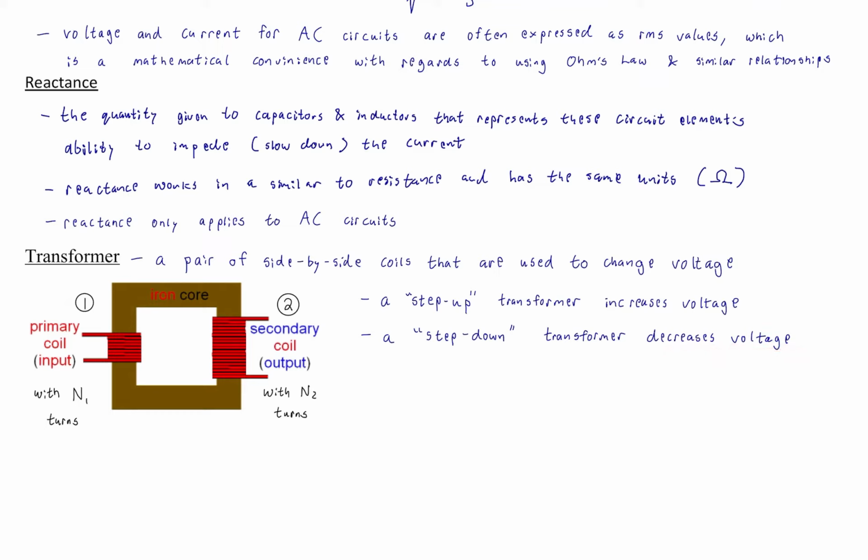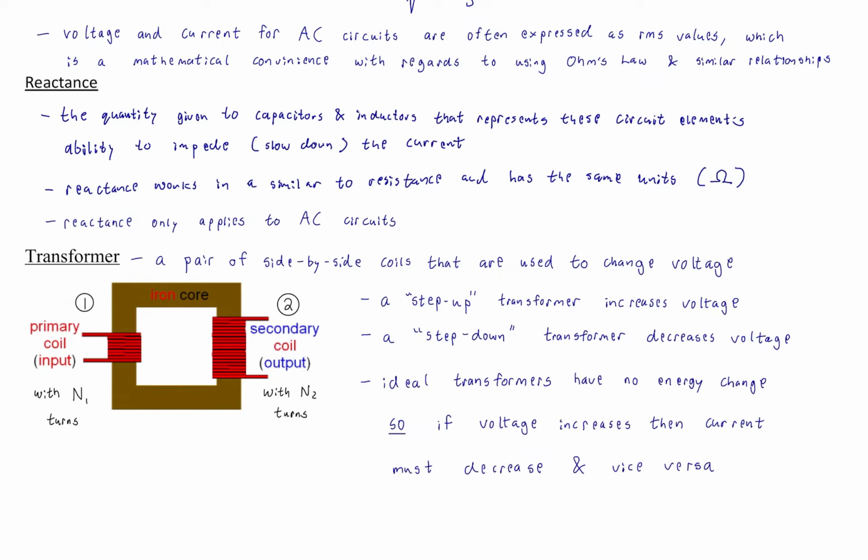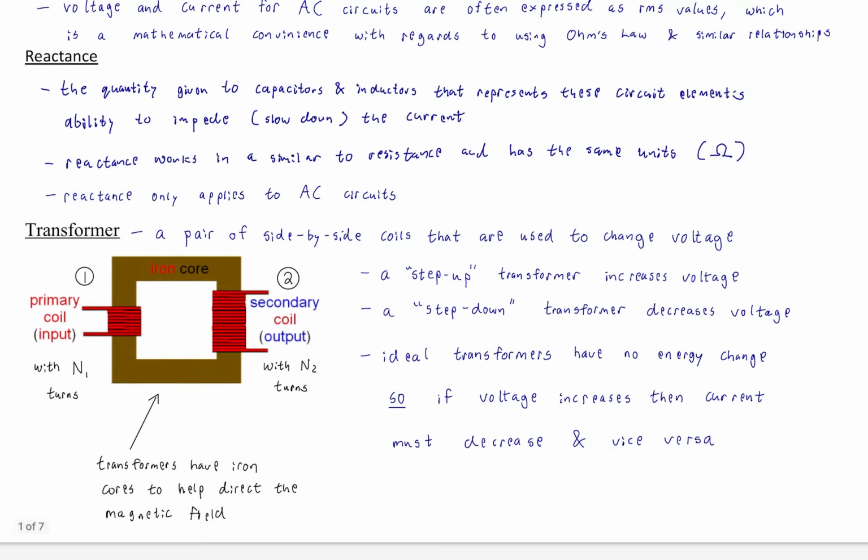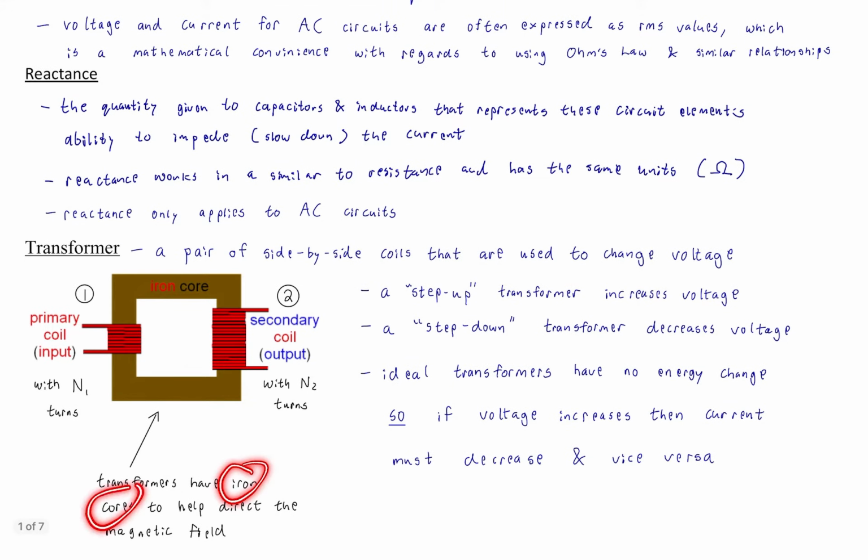Both are used. Voltage is stepped up from a power plant to very high voltage over long-distance power lines, and then stepped down incrementally to the voltage of 120 volts in your home, okay? Ideal transformers have no energy change, so if the voltage increases, then the current must decrease, and vice versa. Okay, because you don't get something for free. If you increase the voltage, you've got to give up current. That's actually a desirable effect, though. So that's actually the reason we step up the voltage. Okay, and transformers in practice have an iron core, which helps direct the magnetic field. Okay, all right.